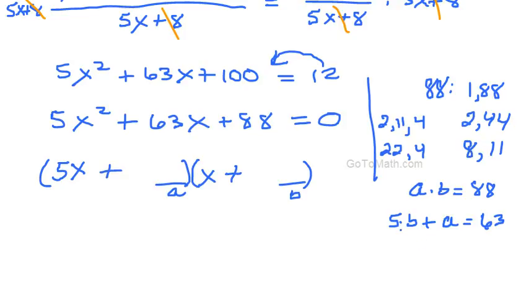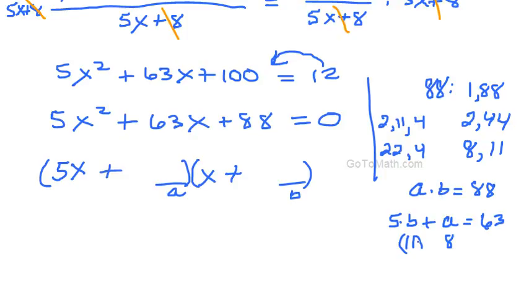Let's see, if B is 8, that would be 40, and then 11 is 51. That's not going to get us 63. Now if I were to put the 11 here, that would be 55, and 55 and 8, wait a minute, I think that's it. 55 and 8 is 63. I think I just found it, didn't I? That's 55 plus 8 is 63, and 11 times 8 is 88.